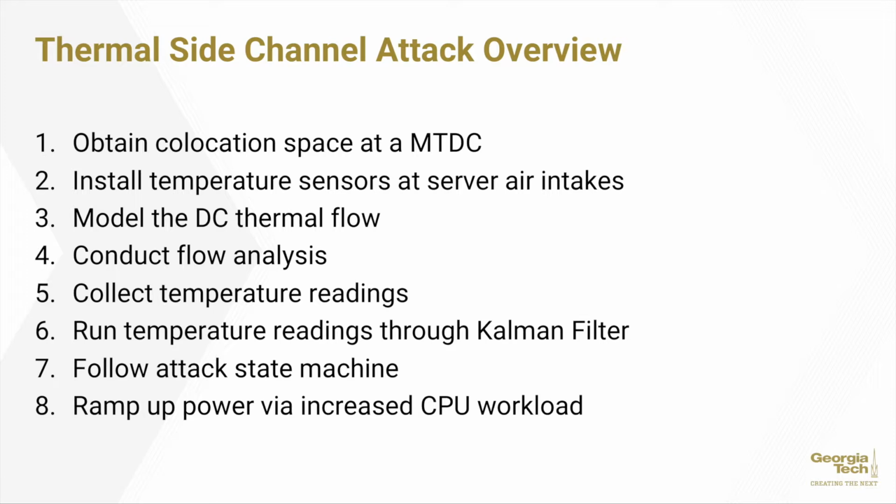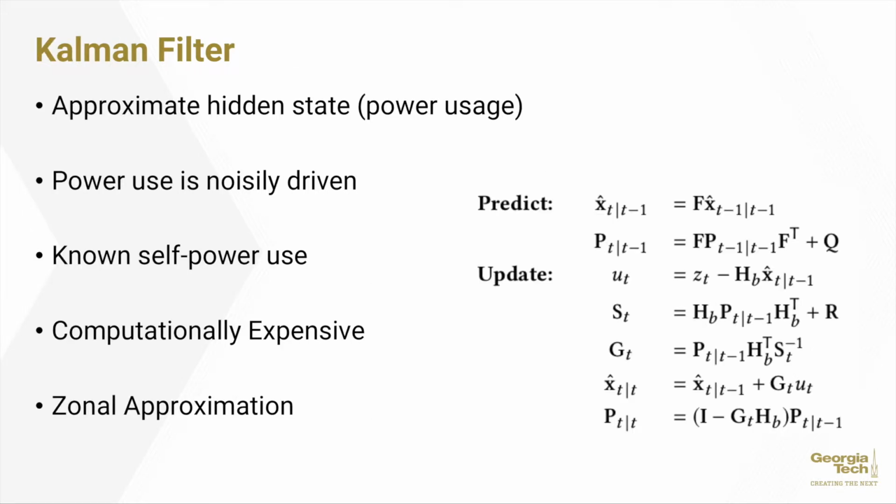Then once we have these approximate power estimations, we're going to follow a plan of attack, or the attack state machine. And this is going to tell us when to wait, when to attack, and when to stop attacking. And when the state machine says attack, we're going to ramp up power by increasing the CPU workload on our machines. Let's talk a little bit more about the Kalman filter itself.